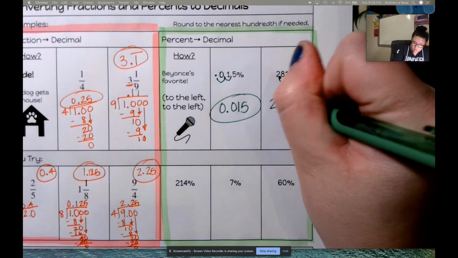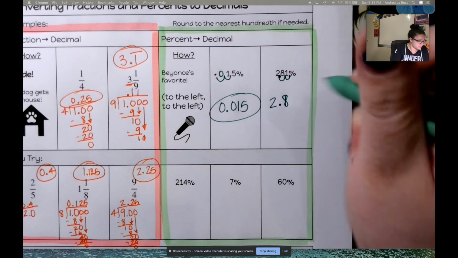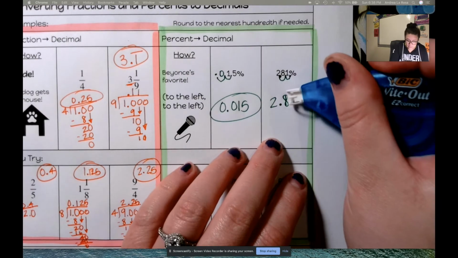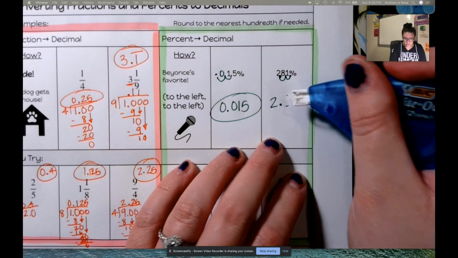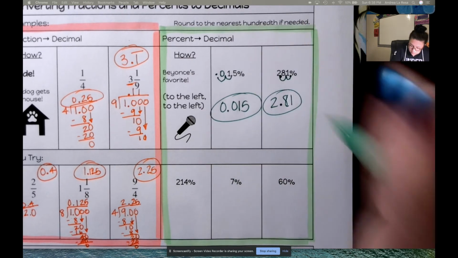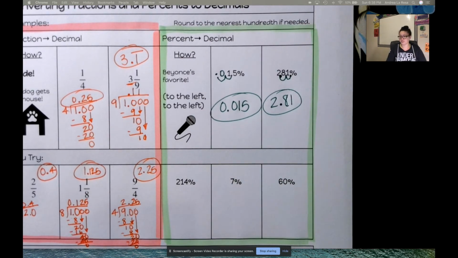So we should get 2.81. Sorry, let me fix that. Yay, whiteout. So we should get 2.81 for our decimal there.